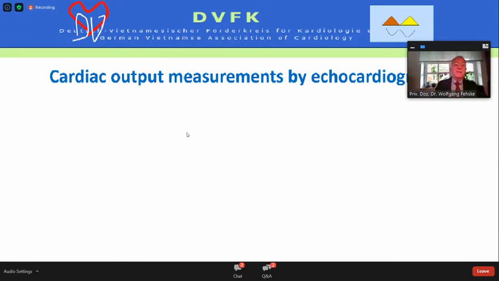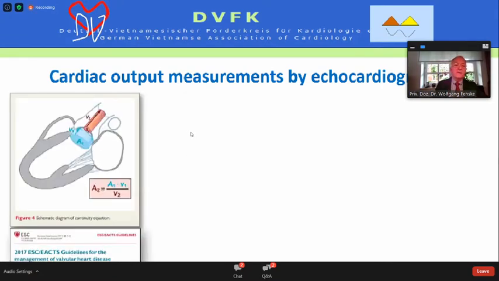Cardiac output measurement by echocardiography. Why is that so important? One thing is that we are all calculating the opening area of the stenotic aortic valve by continuity quotient. With the continuity quotient, we are using the subvalvular stroke volume as a reference for the transvalvular velocity.